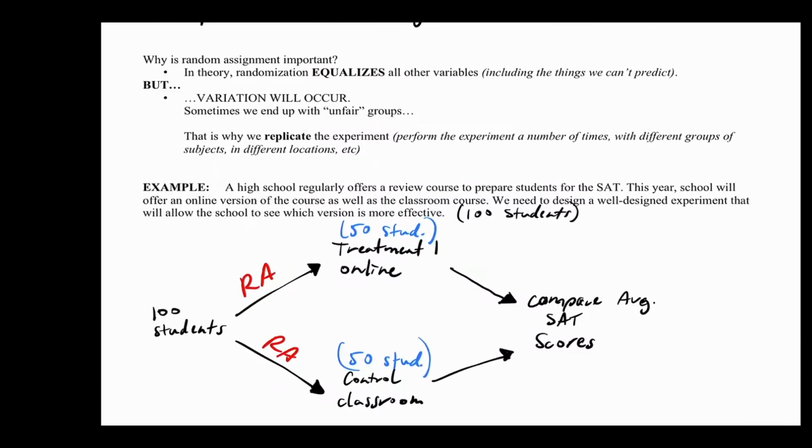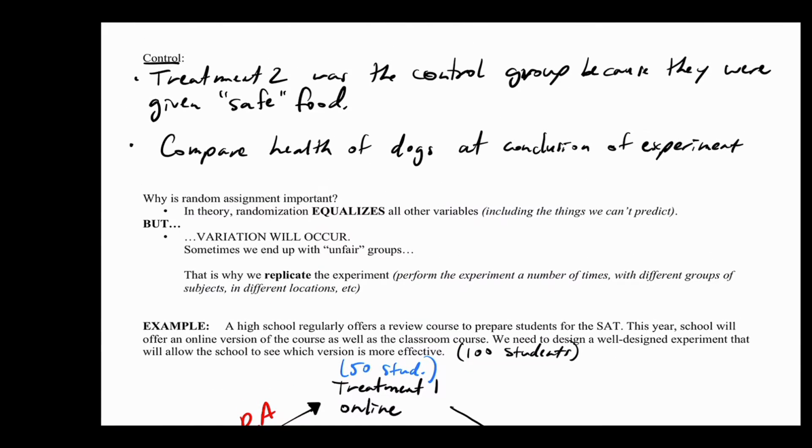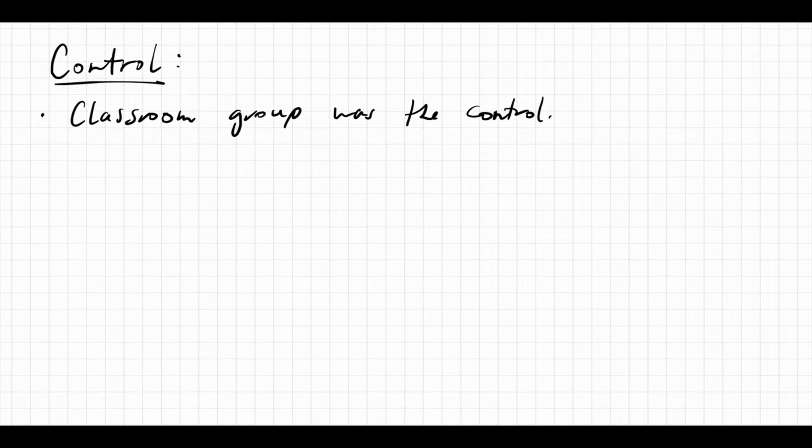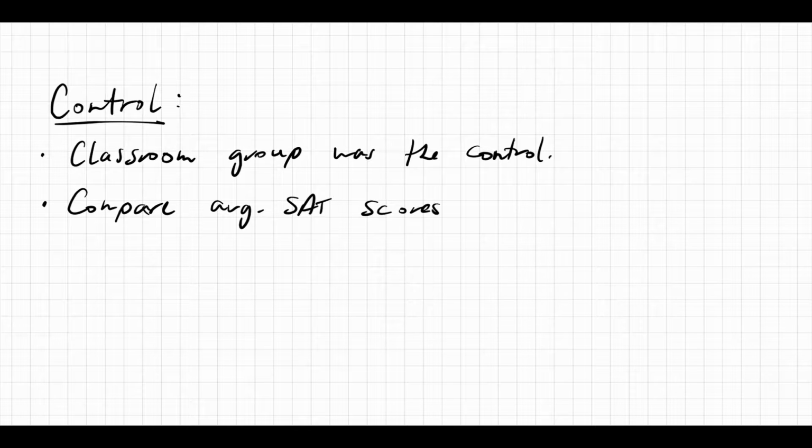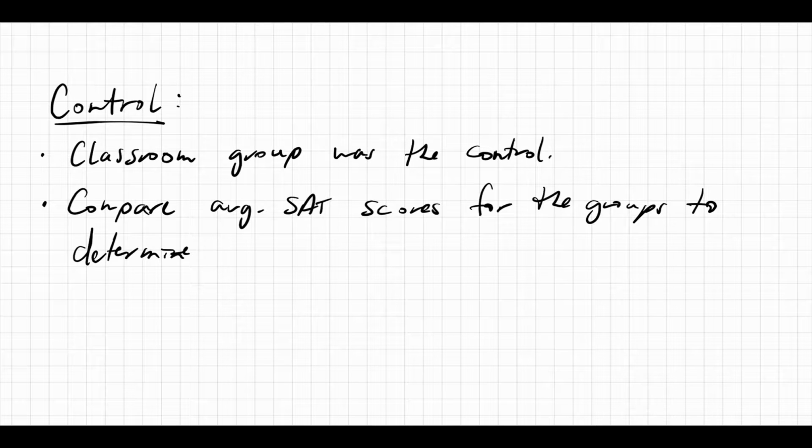So one thing I forgot to label, but you definitely want to put in the control, is what are we comparing? How do we know one's effective over the other? So how are we going to know one was effective over the other? We're going to compare average SAT scores for the groups to determine most effective. Okay. That's how we're going to know.